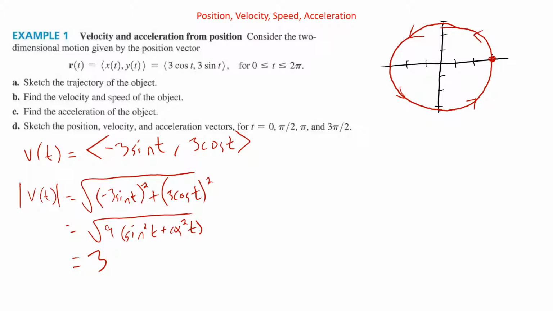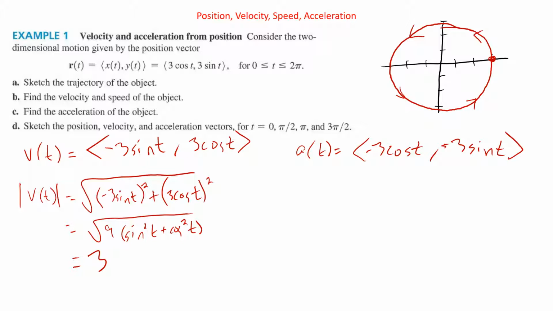And then find the acceleration of the object. So the acceleration, so sine will give us cosine, so this will be negative 3 cosine t, comma, then 3 cosine, that'll be negative 3 sine t. And so it's the acceleration, and we can find it again at different points. And then sketch the position, velocity, and acceleration vectors for t equals 0, pi over 2, pi, 3 pi over 2.